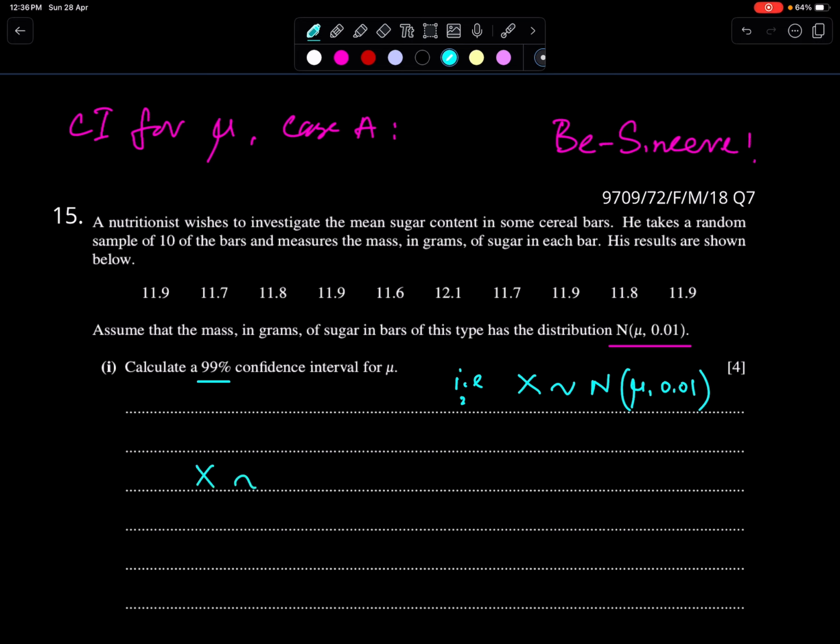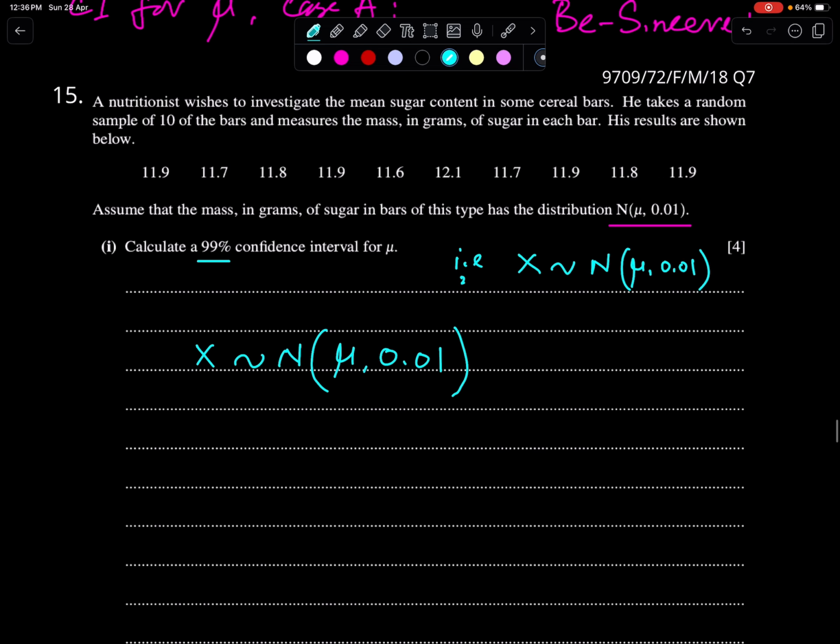Since X is normal with sigma squared known, therefore this question is of case A. Because in case A, population is normal, sample size is any size, and sigma squared is known. Since this is case A, therefore X bar is also normal with mean mu and variance 0.01 over n, which is 10.